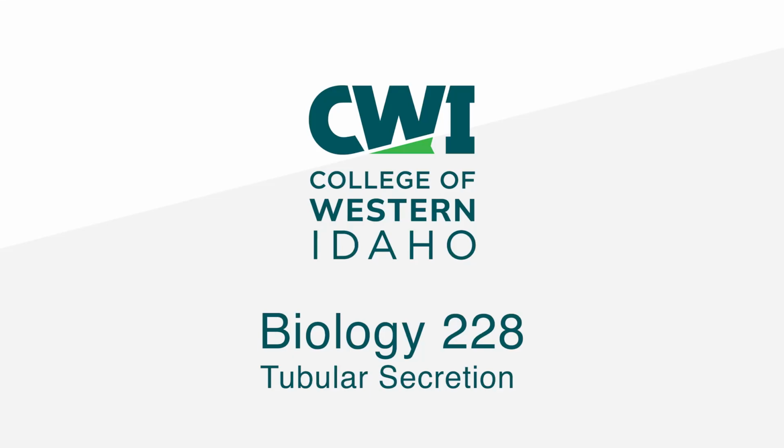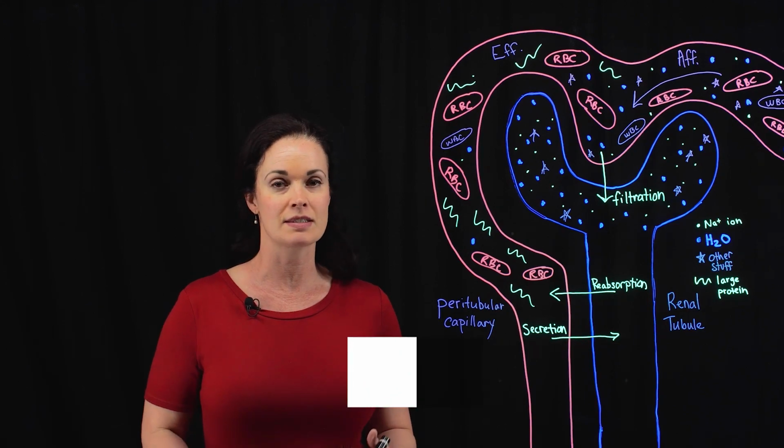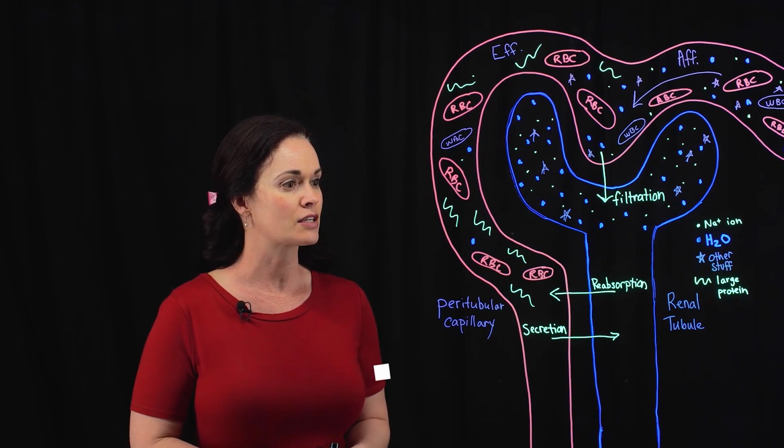So we've talked so far about reabsorption, we've talked about filtration as well, these two processes that are used in forming urine. And the last step of the urine formation process is what's known as secretion. So I want to talk with this little video about secretion and how it actually works.